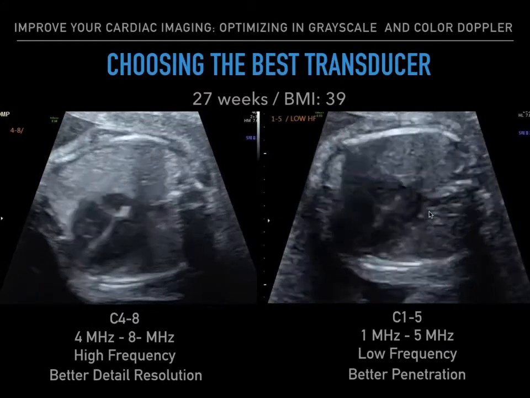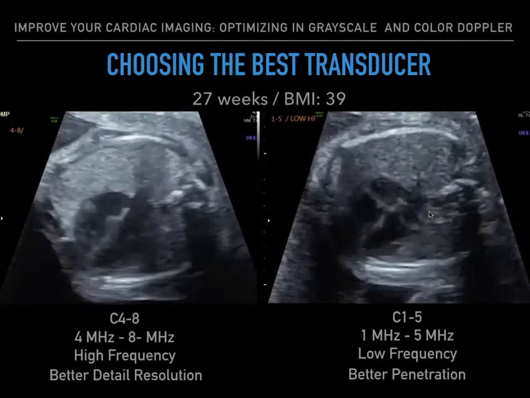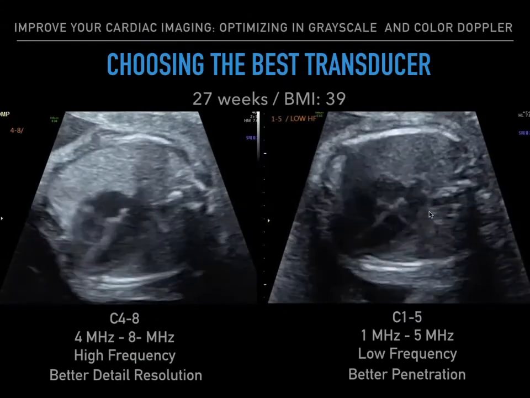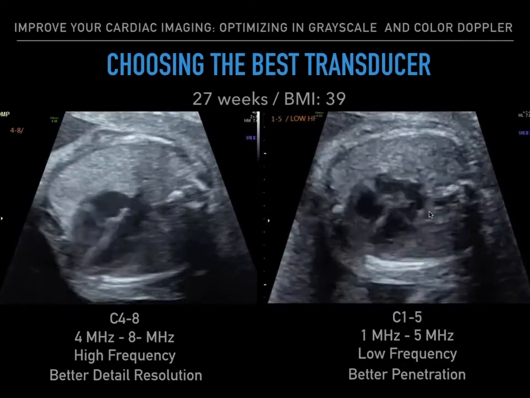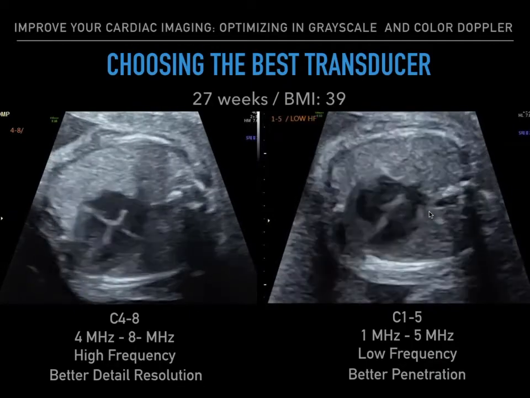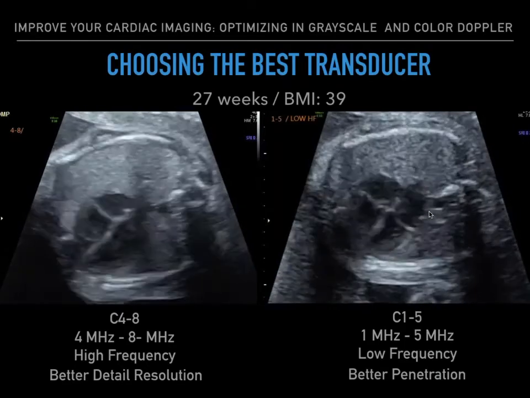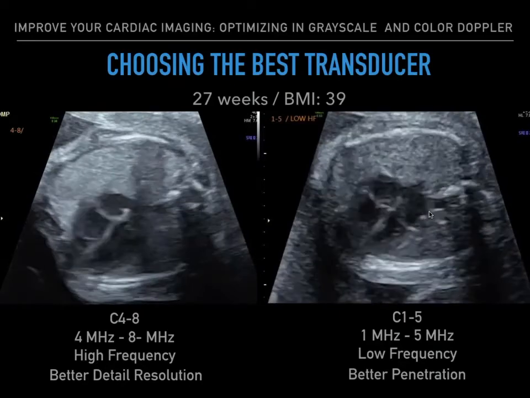So now it all comes down to choosing the best transducer. Here's a 27-week fetus with a patient BMI of 39 scanned with 2 different transducers. The C4 to 8 high-frequency transducer provides great detail resolution with a bit of shadowing as we pass through the ribs, and this is due to the reduced penetration.